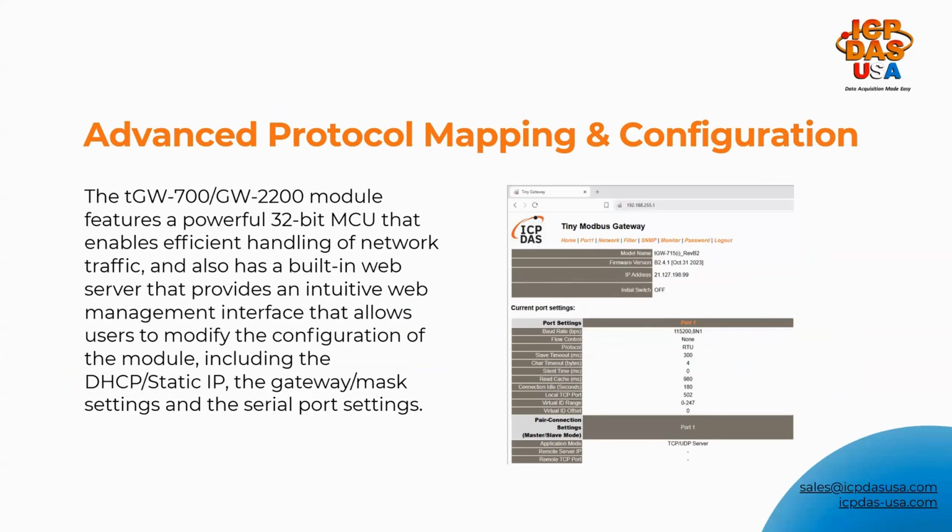The TGW-700-GW2200 module is powered by a high-performance 32-bit microcontroller, which allows it to manage network traffic efficiently. It also includes a built-in web server, giving users access to a user-friendly web interface for easy configuration. Through this interface, you can adjust settings like DHCP or static IP addresses, gateway and subnet mask, as well as serial port parameters, all without needing specialized software.